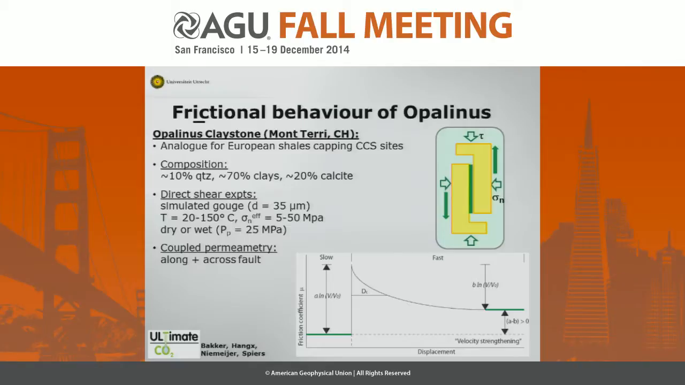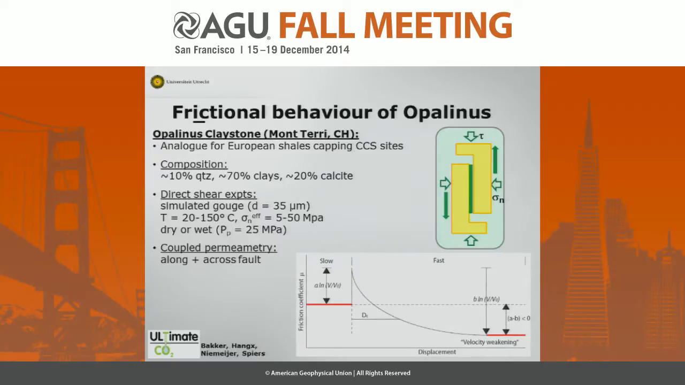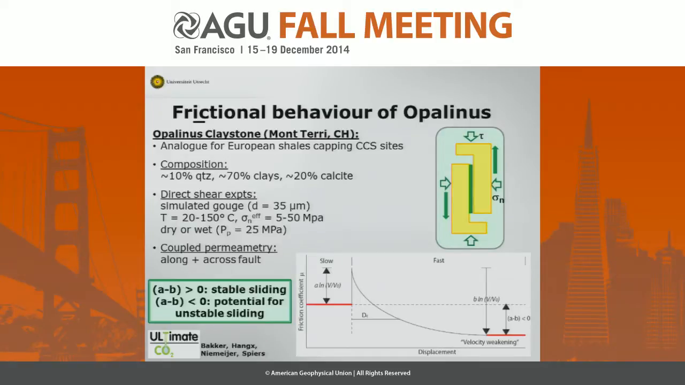Now, if this steady state is actually higher than the initial one, we call this a positive A minus B value, and that's good. That means that slip is being stable. Now, if you do that again, and after the velocity step increase, you come out at a lower value, so A minus B is negative, we call that velocity weakening. So all you need to remember from this story is, if A minus B is bigger than 0, it means sliding is being stable. If A minus B is smaller than 0, then there's a potential for unstable sliding, so perhaps some induced seismicity.